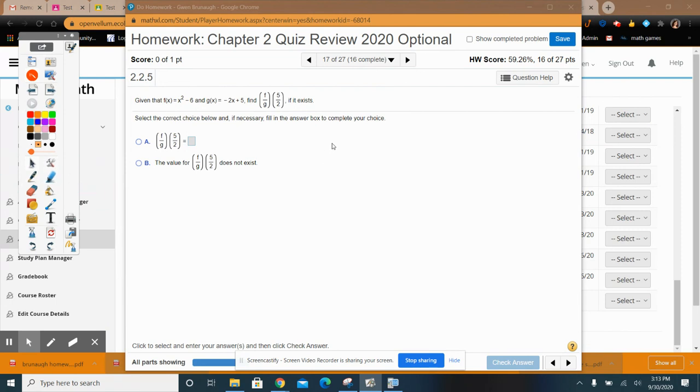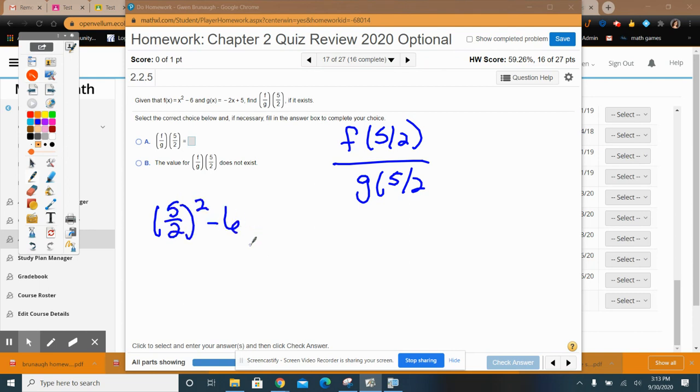Next one, f over g of 5 halves. That's the same thing as f of 5 halves divided by g of 5 halves. So what is f of 5 halves? Well, f of 5 halves would be 5 halves squared minus 6. Square the top, square the bottom. That's 25 fourths minus 6. And I'm just going to leave it there for a minute to see what happens.